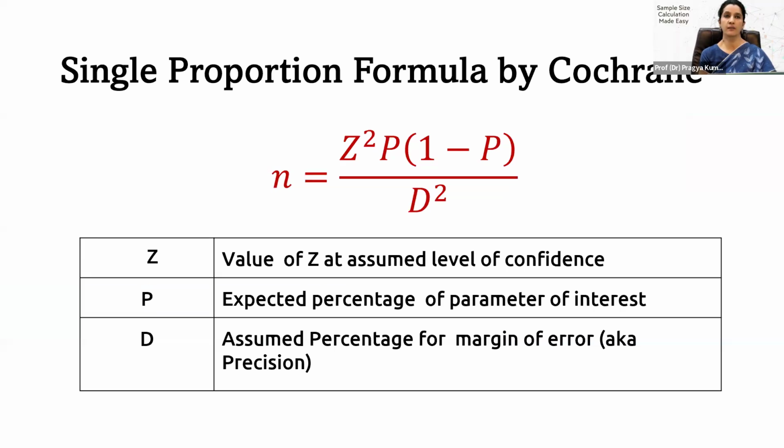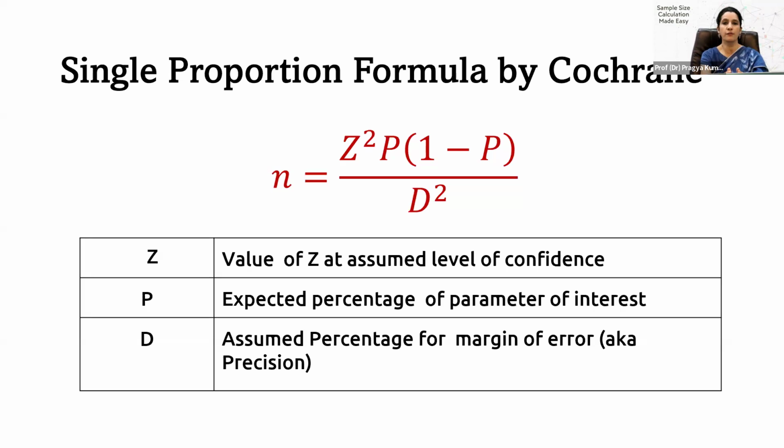So, coming to the sample size calculation for estimation of a single proportion in a cross-sectional study. This formula is given by Cochran, and we use it for single proportion: Z squared P (1 minus P) divided by D squared. Z is the value at the assumed level of confidence. The confidence we have assumed is 95%, and the value of Z at 95% is 1.96. Many times they take 1.96 as 2 and write it as 4PQ by d squared. This is the same, where Q is 1 minus P, P is the proportion, and d is the assumed percentage for the margin of error.